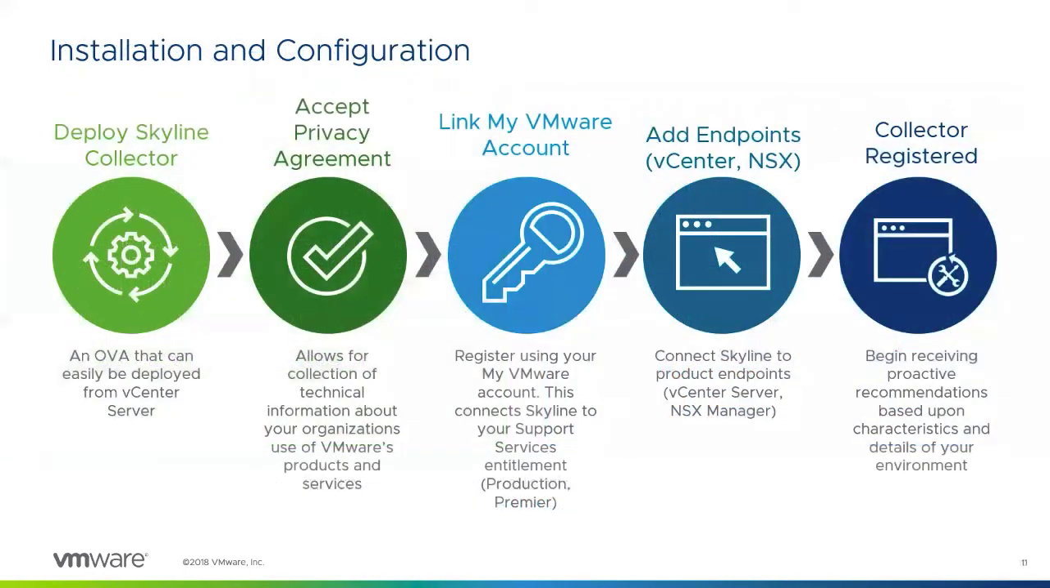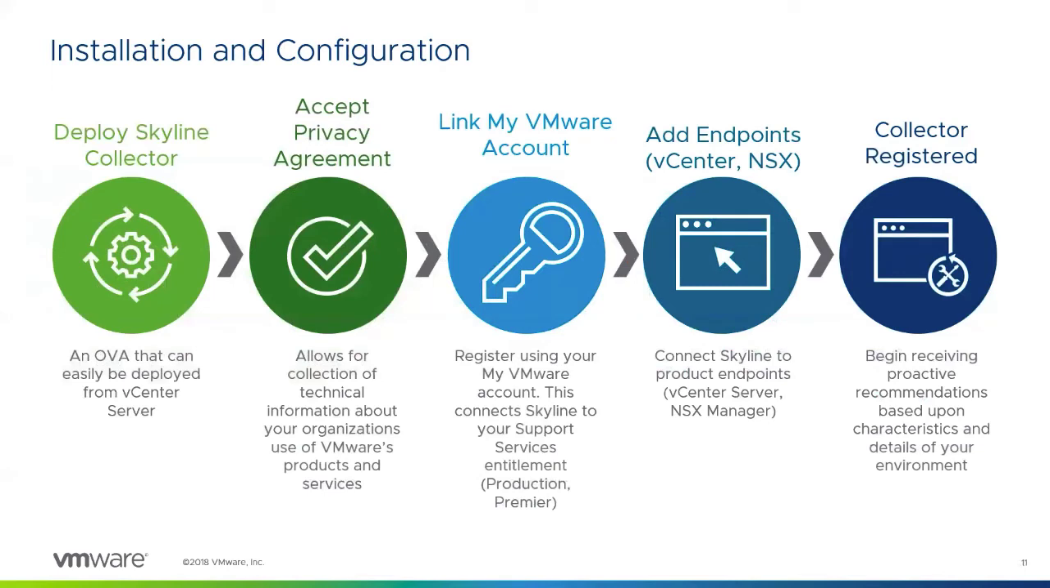Moving on to the next slide here, just a little bit more detail around the installation and configuration process. So again, Skyline Collector is an OVA file, that is software. So you can easily deploy it through vCenter Server. As you go through the installation process, you will have to accept a privacy agreement, which gives us the approval to go ahead and collect the technical information that I talked about.